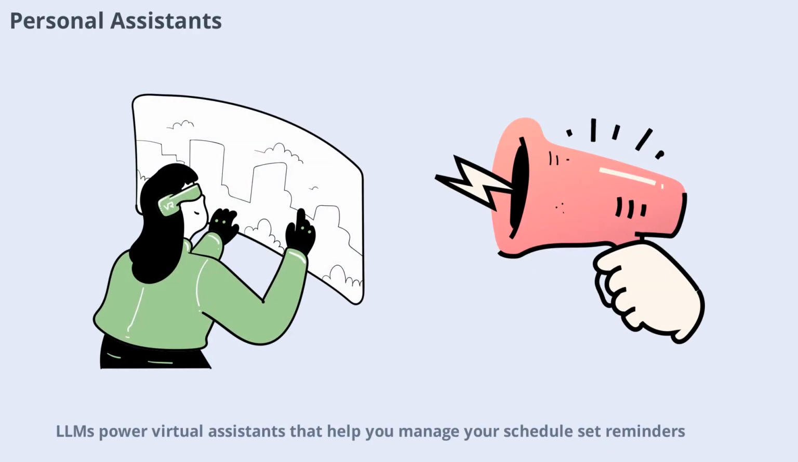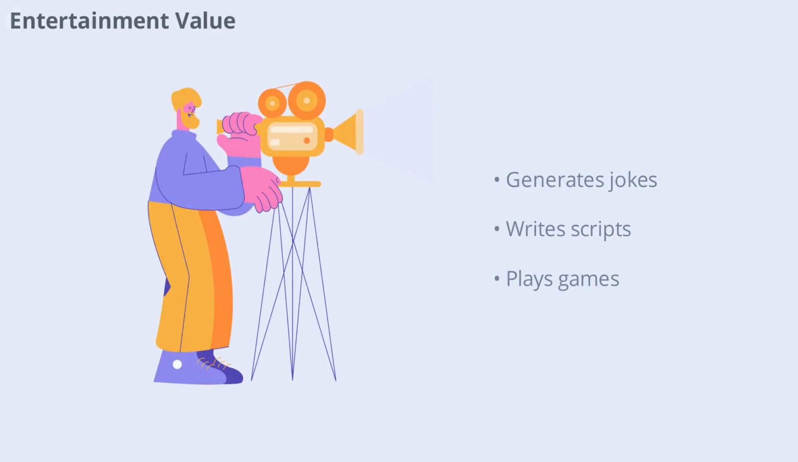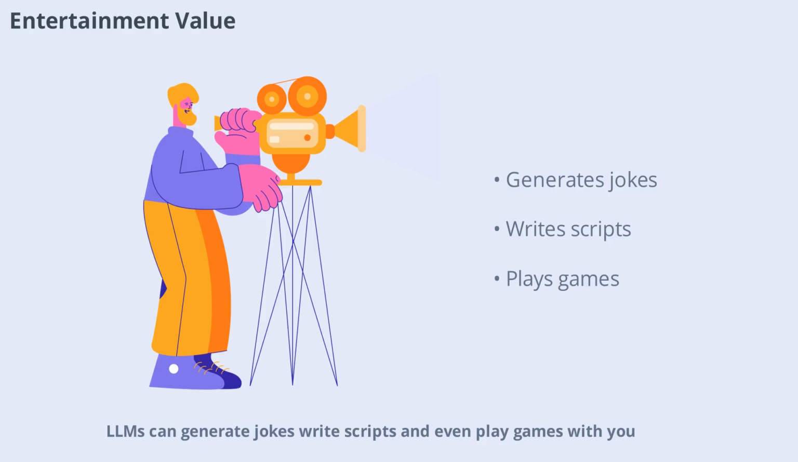LLMs power virtual assistants that help you manage your schedule, set reminders, and answer everyday questions. These assistants are getting smarter all the time, making life a little bit easier. When learning a new language, LLMs can help you practice, correct your grammar, and even have conversations with you in your target language. This makes language learning more interactive and effective. LLMs can generate jokes, write scripts, and even play games with you. They add a fun and entertaining element to technology, making interactions more enjoyable.